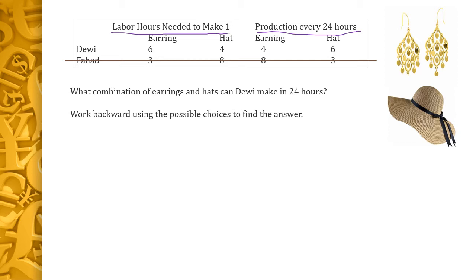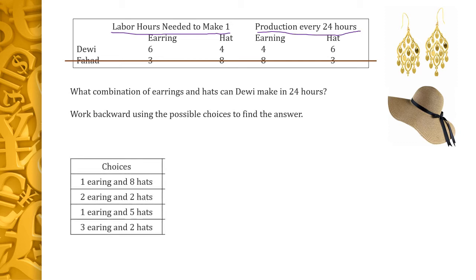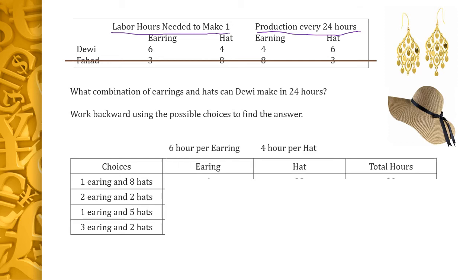So we're going to work a little bit backwards here because we actually have choices. We already know that one of these is going to be the correct answer. So working backwards, what we want to do is test each one. Now we know we're going to need 6 hours for earrings and 4 hours per hat. So how many earrings could be made from this? Well, we can make one earring. It takes us 6 hours, so 1 times 6 is 6. And here we can make 8 hats, and we multiply that times 4, which is 32.